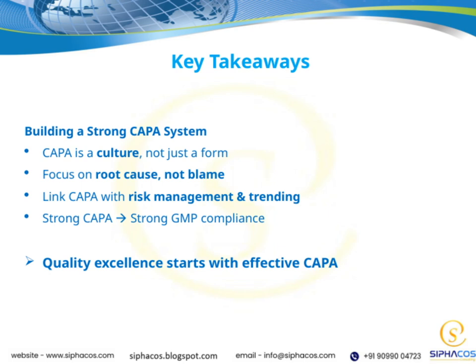Connecting CAPA with risk management and trending is also vital. By integrating these areas, we can identify patterns early and address potential issues before they escalate. It's a more strategic, holistic way to maintain quality and compliance. Remember, a strong CAPA system directly supports strong GMP compliance. When our CAPA processes are robust, our overall quality standards are elevated. Ultimately, quality excellence begins with an effective CAPA. It's the foundation that ensures we continuously improve and meet the highest standards.